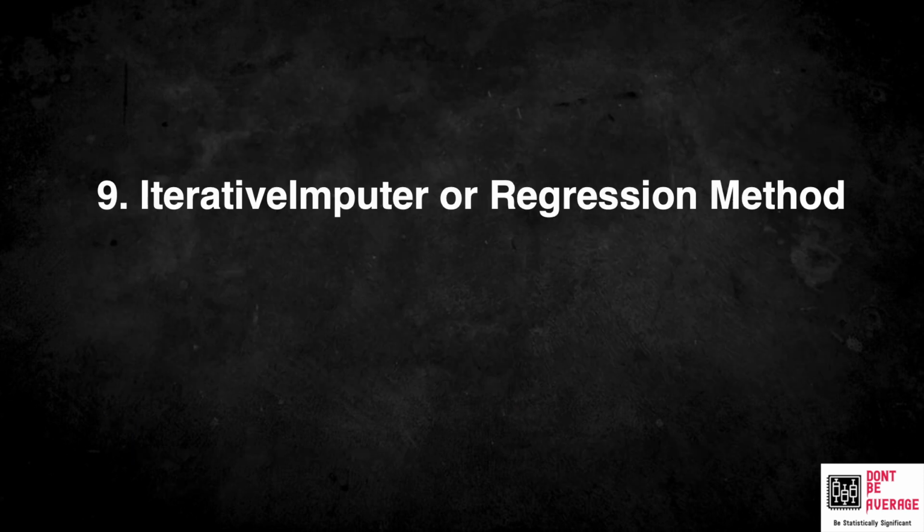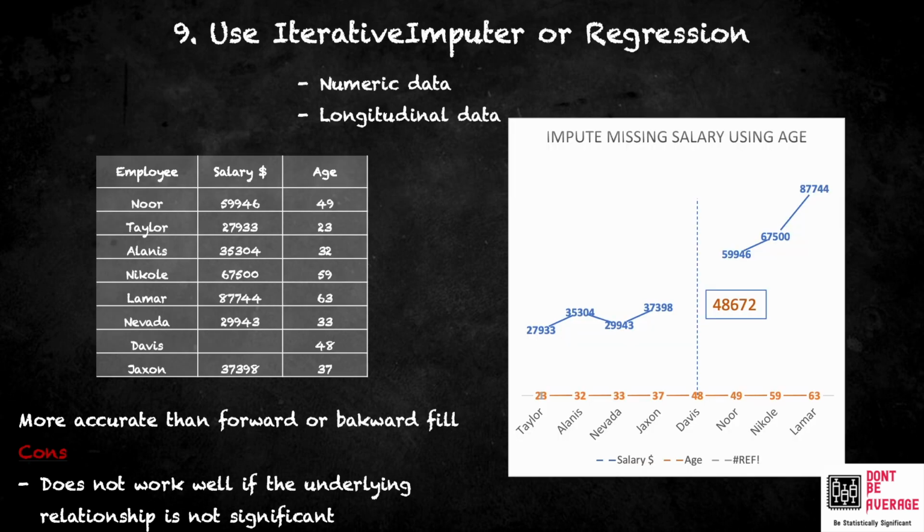The next approach is iterative imputer or regression. If the variable that has missing values is related to another column in the dataset, then we can impute the missing values using a regression model. Like in this data, we have name, age, and salary. If age and salary are related to each other, such that people with lower age are likely to have lower salary, in that case, the best way to impute missing values would be running a regression model of salary on age, and then predict the missing salary value by using the regression model on their corresponding age.